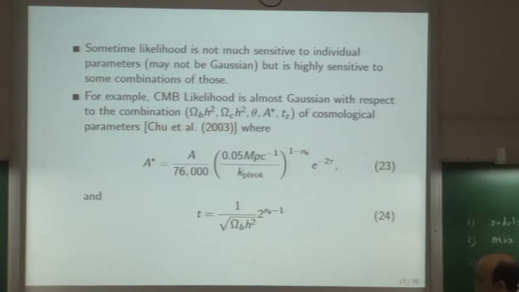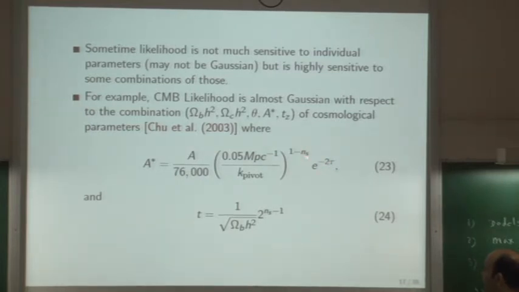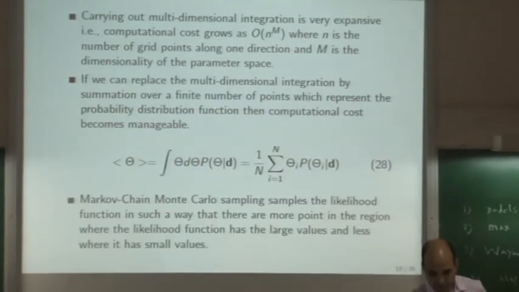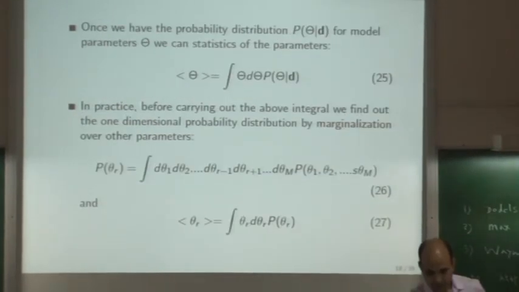Likelihood is sensitive to something called A star, which is a combination of a large number of other parameters, like n s, the spectral index of the scalar power spectrum, and the reionization optical depth. So how to define the star? Okay, so what is the issue?